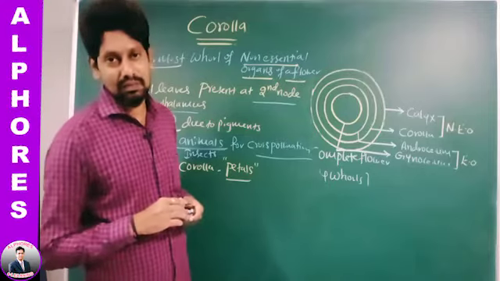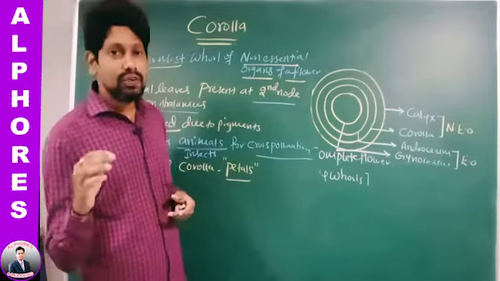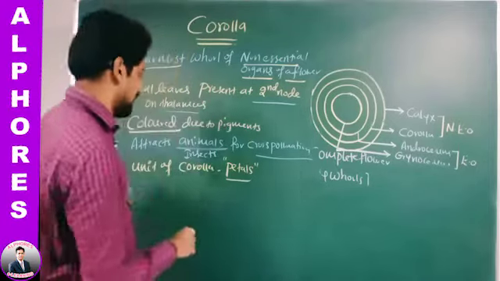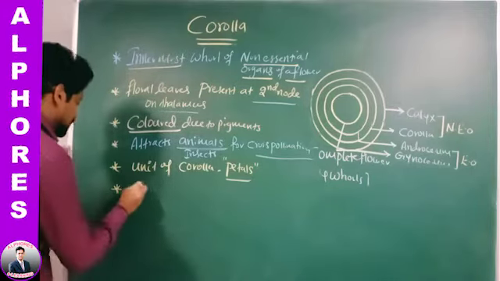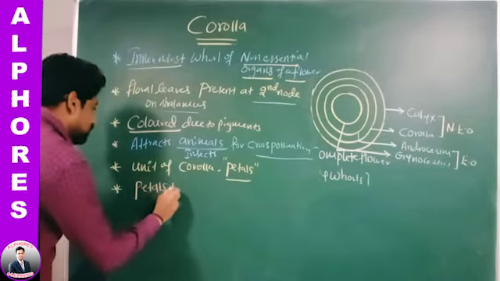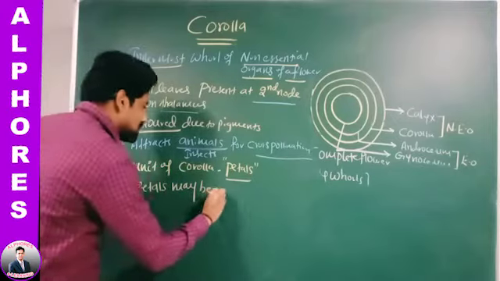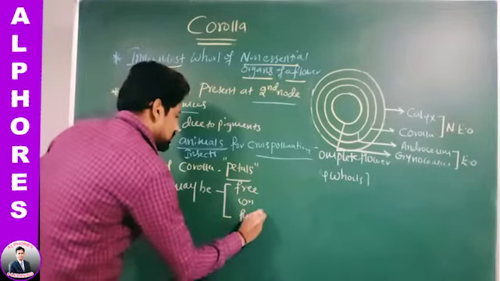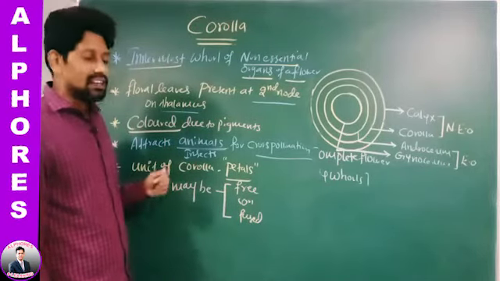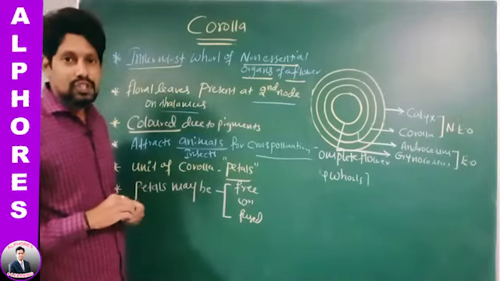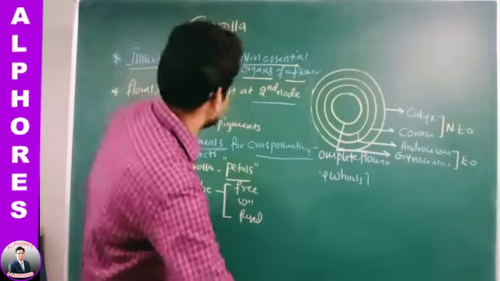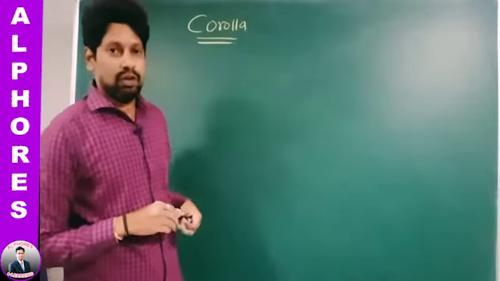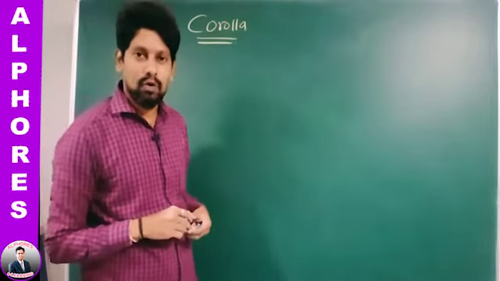Free petals, polypetalous condition. Fused petals, gamopetalous condition. If petals are free, polypetalous. If petals are fused, gamopetalous. Therefore, petals may be free or fused. Free petals are called what? Polypetalous. Fused petals are called what? Gamopetalous. Therefore, two conditions: polypetalous and gamopetalous.